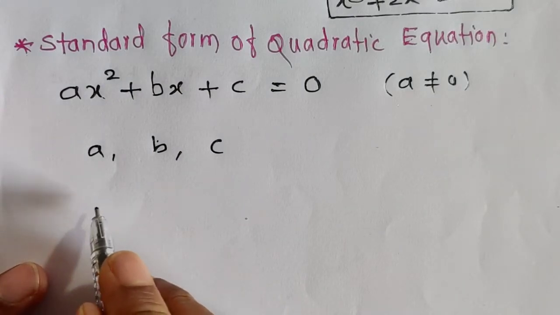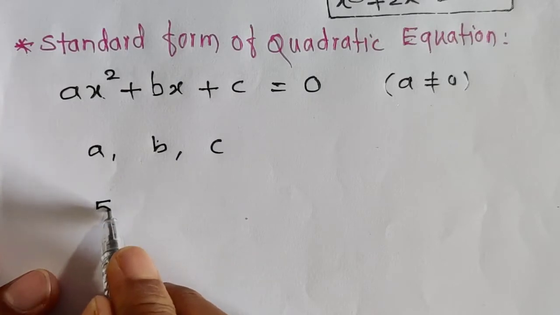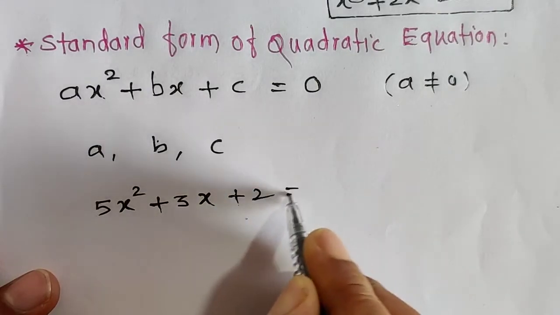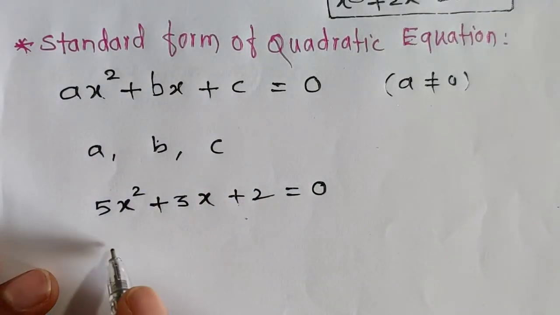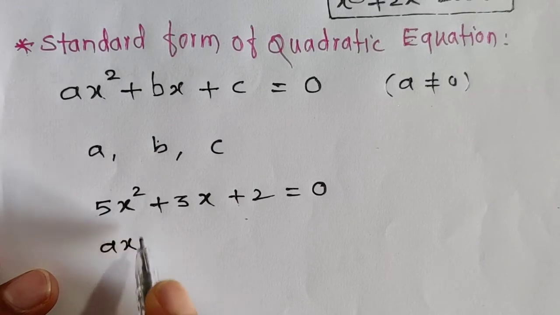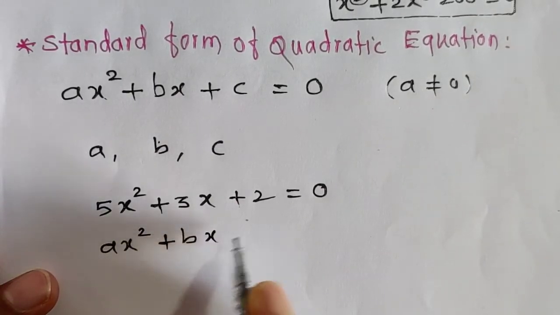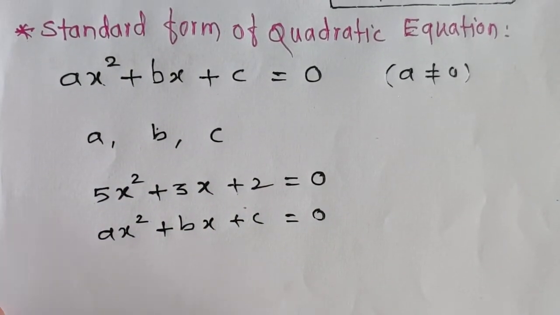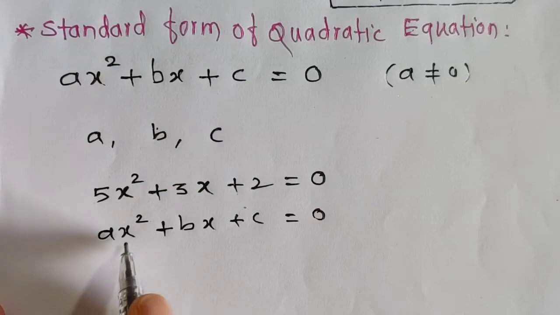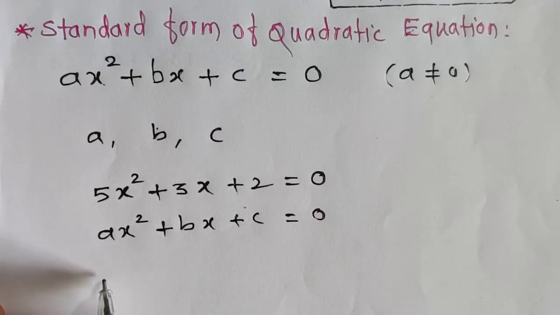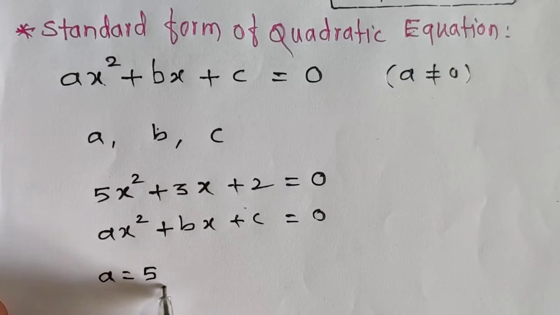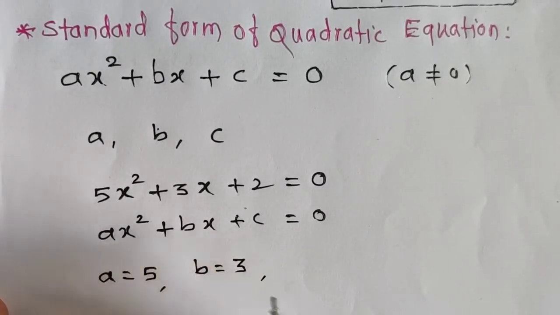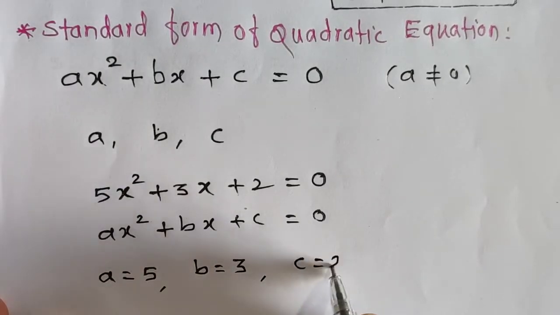For example, if one equation is given, 5x square plus 3x plus 2 is equal to 0, and we compare this equation with ax square plus bx plus c is equal to 0, then what are the values of a, b, c? The coefficient of the square term is a is equal to 5. The coefficient of the middle term is b is equal to 3, and the constant term is c is equal to 2.